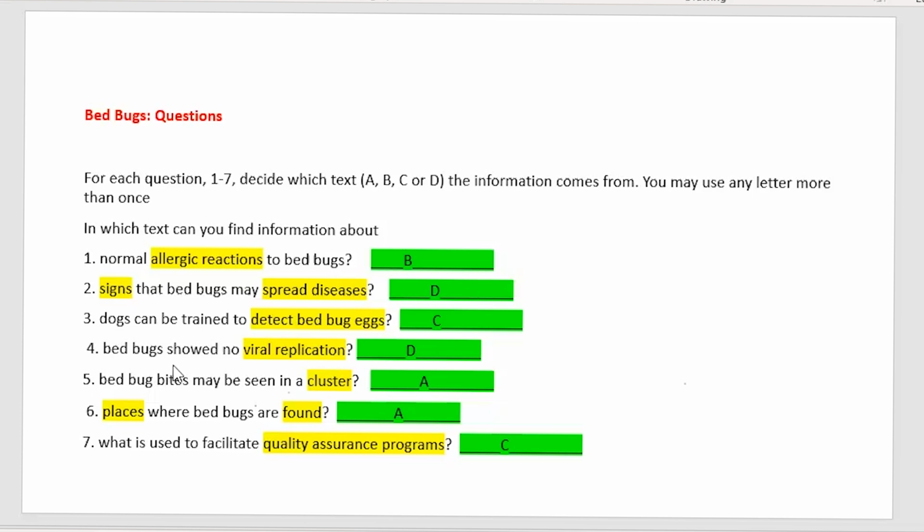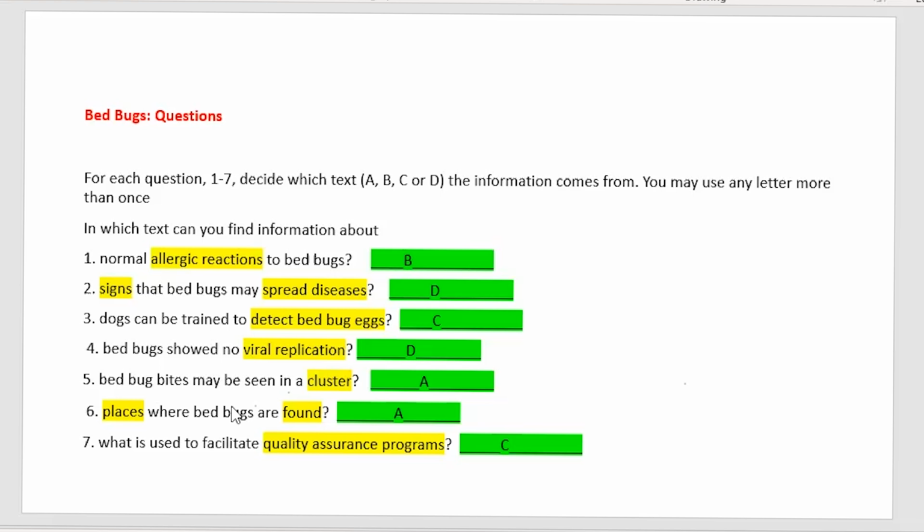Question number 4. Bedbugs showed no viral replication. Yes, the keywords taken are viral replication, and there's a negative expression, no. This one you can find in text D. Please look into the material. In text D, it is clearly mentioned after the contrast word: However, no viral replication has been observed within the insects, and no virus has been detected in bedbug feces.